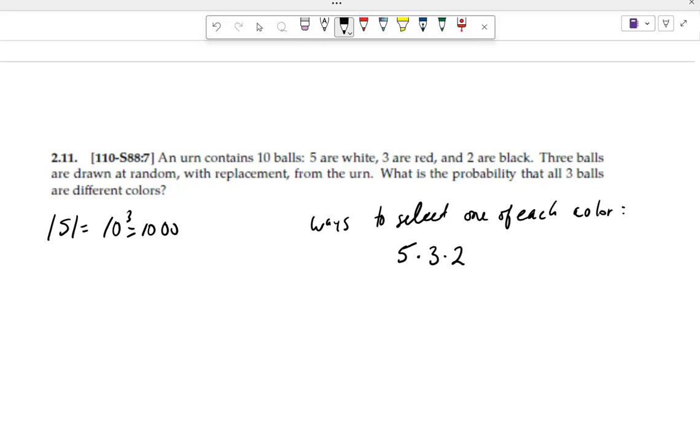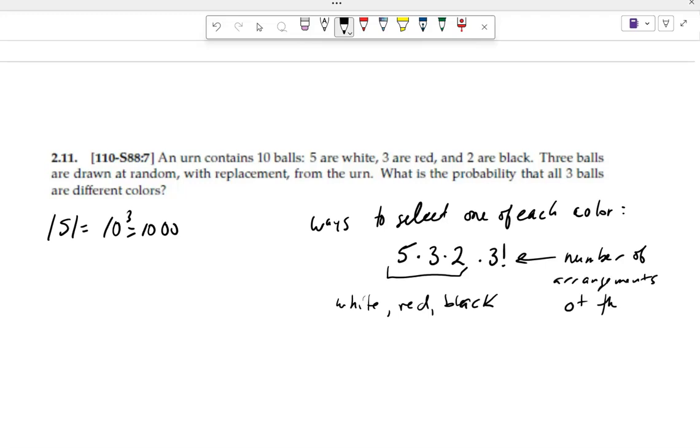So how many ways would there be to rearrange those things? Why is it 6? You're right, it's 6 instead of 3. It'd be 3 factorial. We rearrange it, so we'd also need to multiply this by 3 factorial. So this part here is white, then red, then black. This would be the number of rearrangements of the 3 colors.